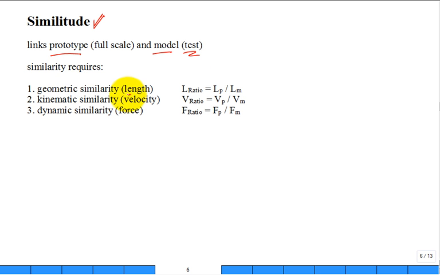Geometric similarity, thinking about how the lengths have to work. You have to scale every length proportionately between the prototype and the model. Kinematic similarity, how the velocities have to scale between the two such that you get the same general overall pattern of the flow field. Streamlines have the same shape, things like that. Dynamic similarity, where you have the same relationship between the forces, such that the force that you measure on the model can infer the resultant force on the full-scale prototype.